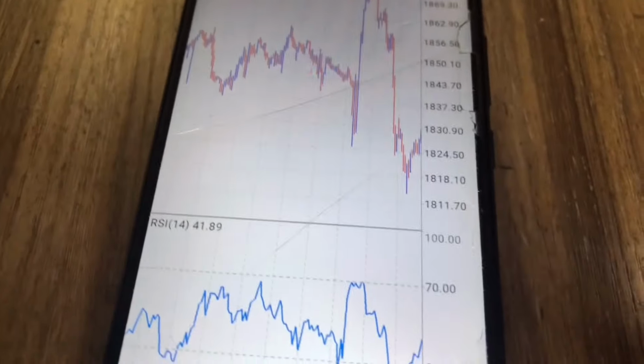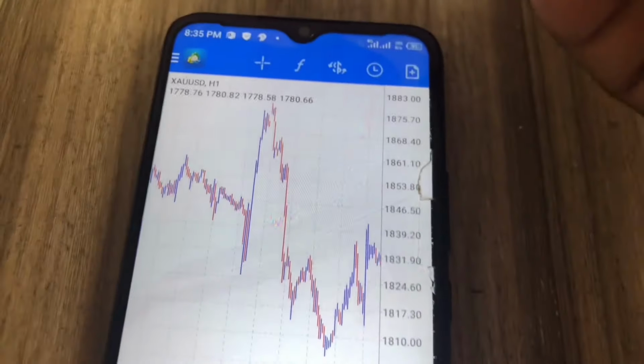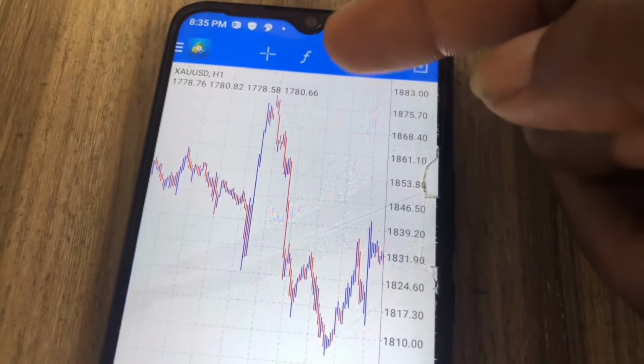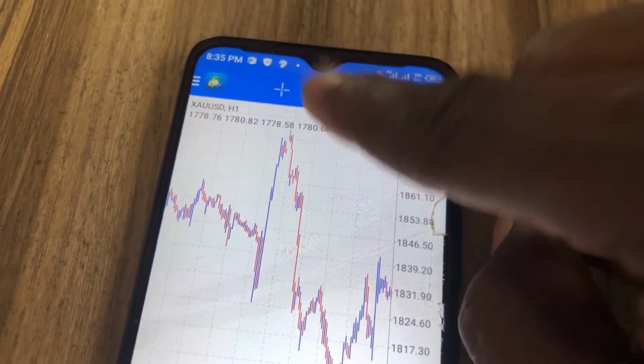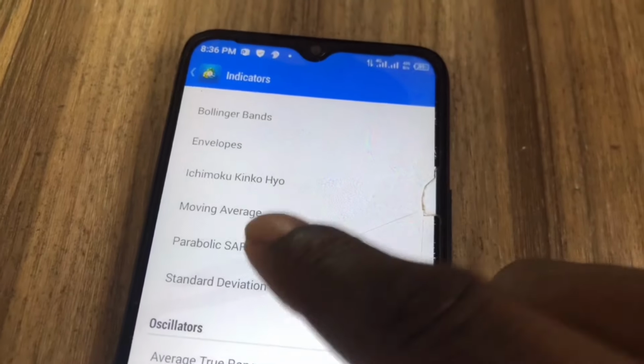Now for you to take this strategy to the next level, what you have to do is add in the moving average. Both on iOS and Android, you still see an F button right here. So what you have to do is hit the F button right here. I'm looking at it from the lens. You can see right here moving average.